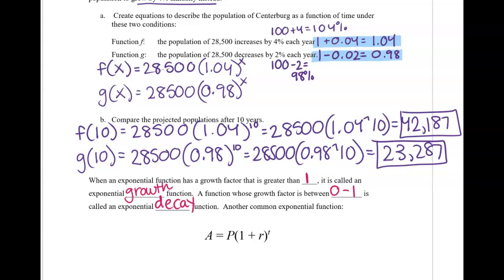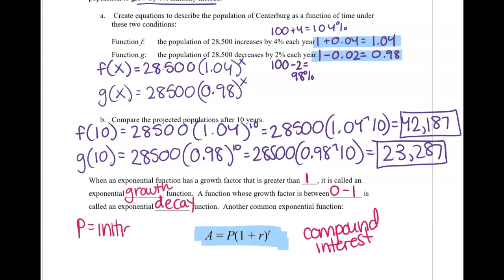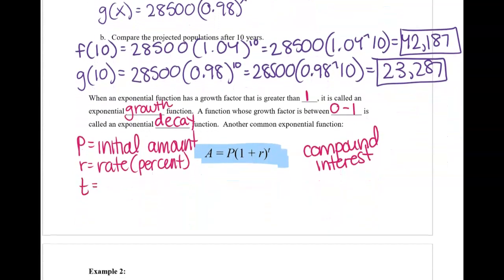So one common exponential function, other than what we've talked about, is A equals P times 1 plus r to the t. And this is the equation for compound interest. Where P equals your initial amount, r equals your rate as a percent, and t equals your time in years.